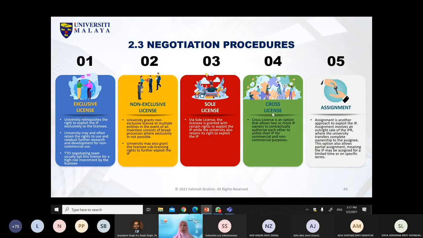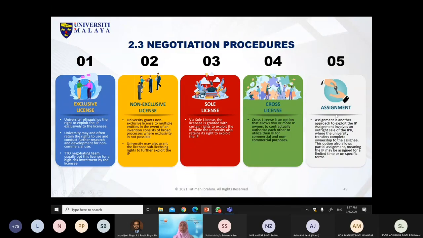Cross license means that you have one industrial partner that is interested in your innovation, and this industrial partner has one IP and you have IP. So what we do is we exchange. I use your IP for free, you use my IP for free. We have a cross license IP for free in mutual understanding.